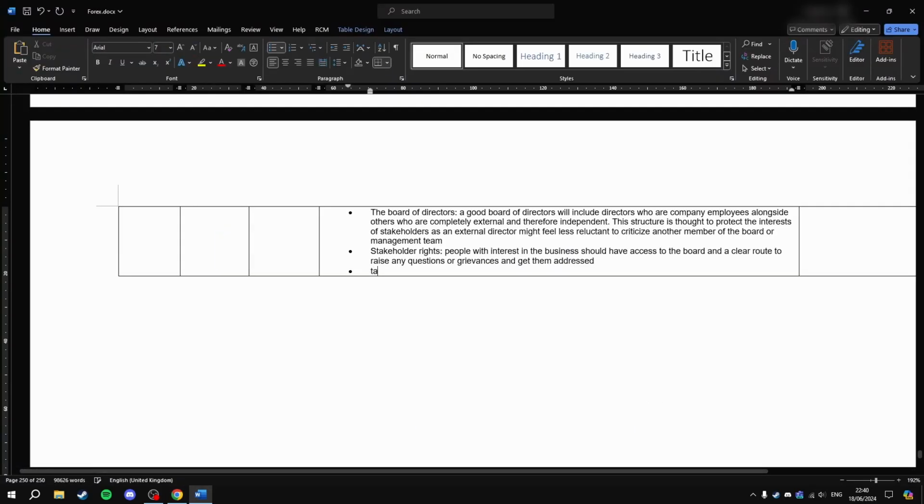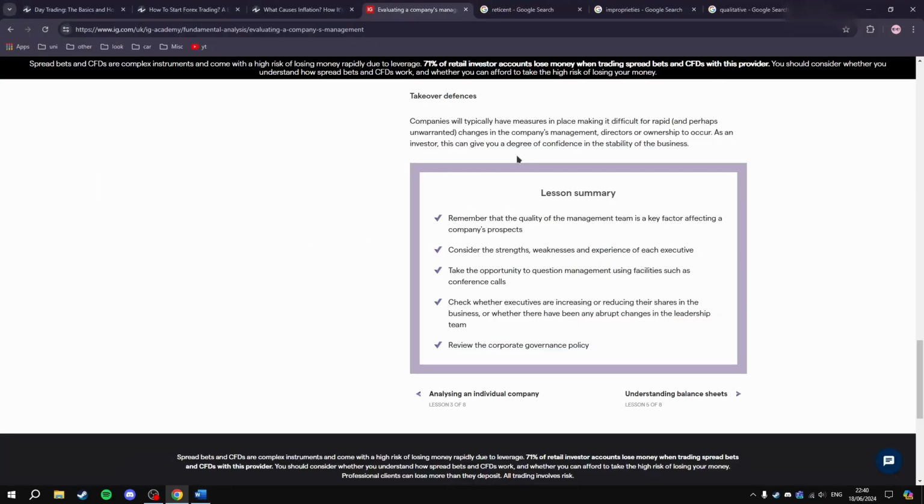Takeover defenses. Companies will typically have measures in place making it difficult for rapid and perhaps unwarranted changes in the company's management, directors or ownership to occur. As an investor, this can give you a degree of confidence in the stability of the business.